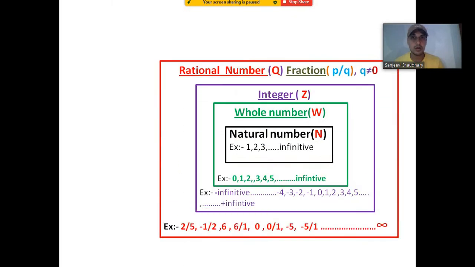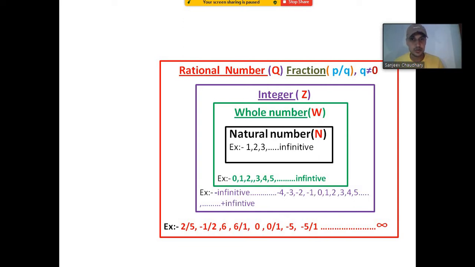Next, rational number. This is very important. Rational numbers are all numbers that can be written in the form of a fraction, P upon Q, where Q should not be equal to 0. Now try to understand through examples.